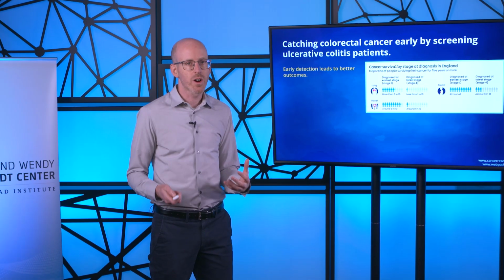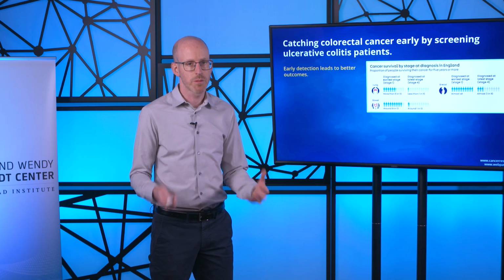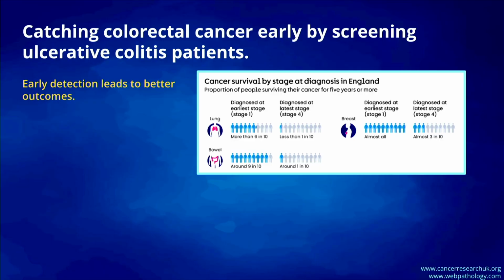We know that early detection of cancer leads to better patient outcomes. Here we're looking at statistics from the UK for 3 different types of cancer: lung, breast, and colorectal. We're seeing that when cancer is caught at an earlier stage, there's a much better chance of survival over 5 years, underscoring why we need to really try to capture cancer early.